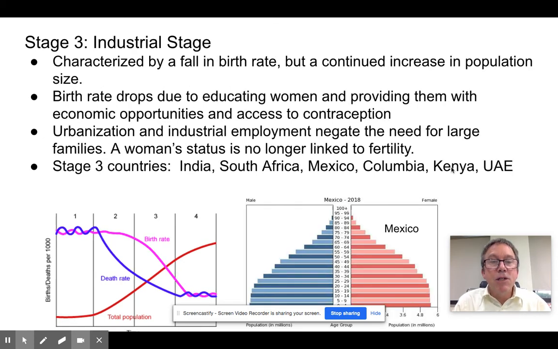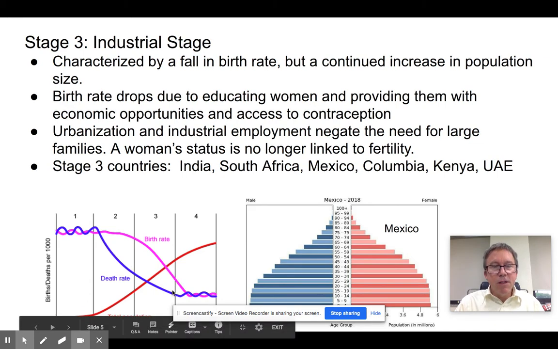Now, in the industrial stage, which is stage three on this diagram here, notice what's happening. The birth rate is beginning to drop. So now, the death rate is falling still.